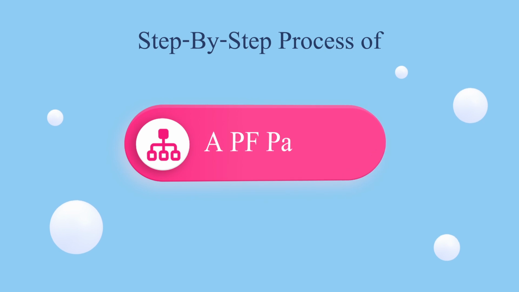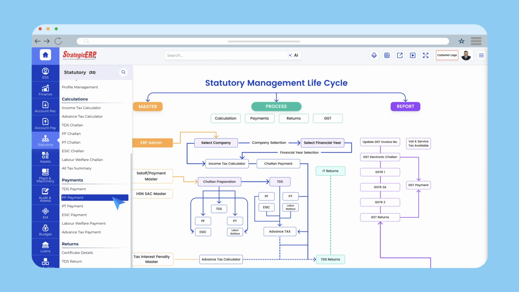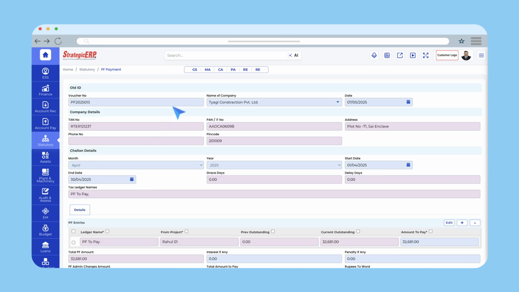Let us understand the step-by-step process of booking a PF payment in StrategicERP. Navigate to the PF payment form under the Statutory Management module. The voucher number, name of company and date will be fetched automatically.